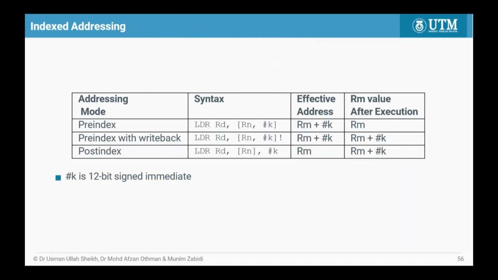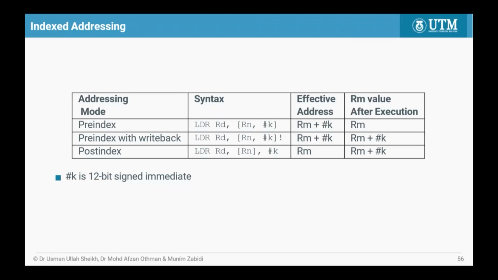Now we are moving on to the next slide. This is indexing addressing. There are 2 types of index addressing. One we call pre-index, which means that you include the offset first to become your effective address, or post-index. What happens for the post-index? You take the base address, then load from that location, and after that you apply the offset.